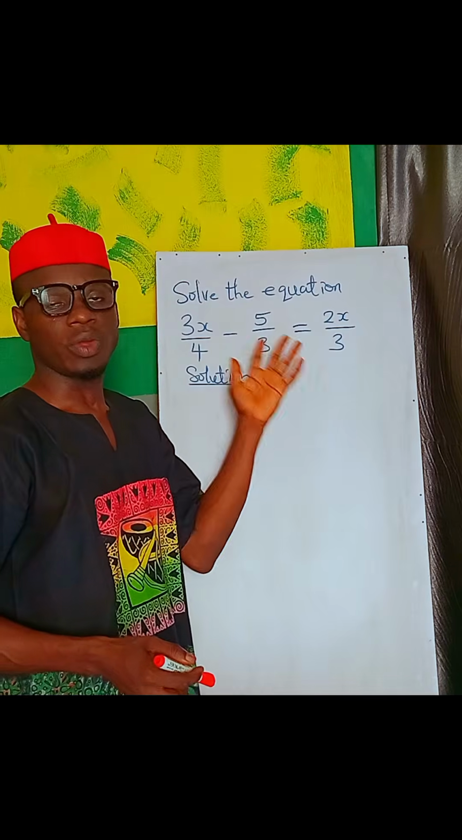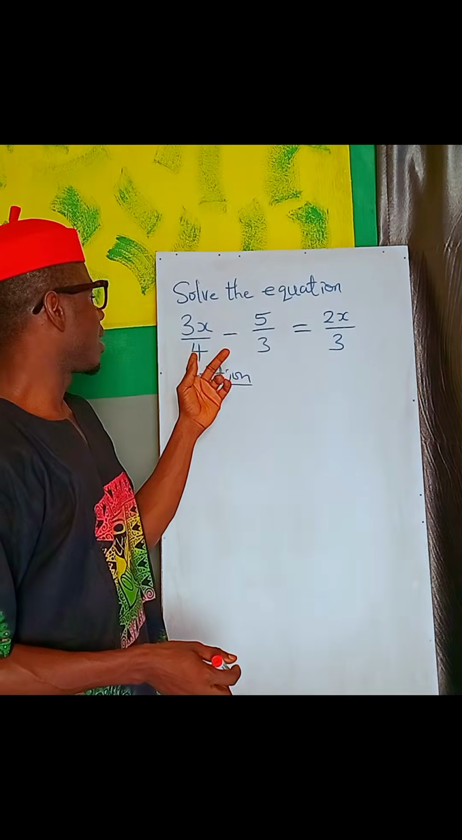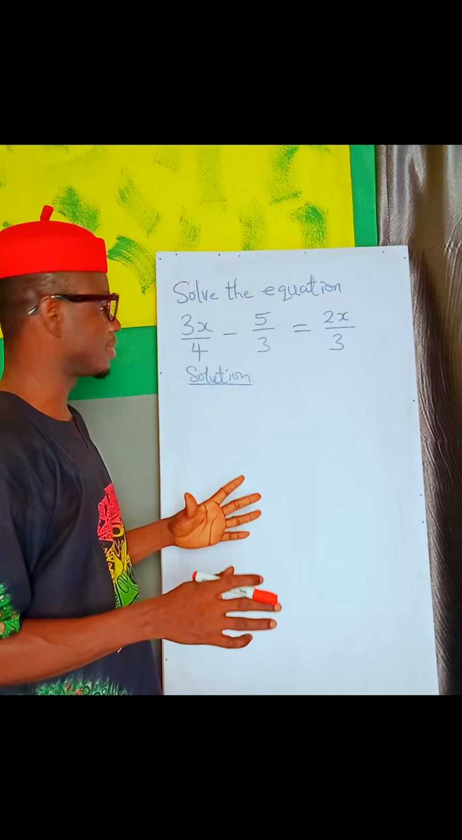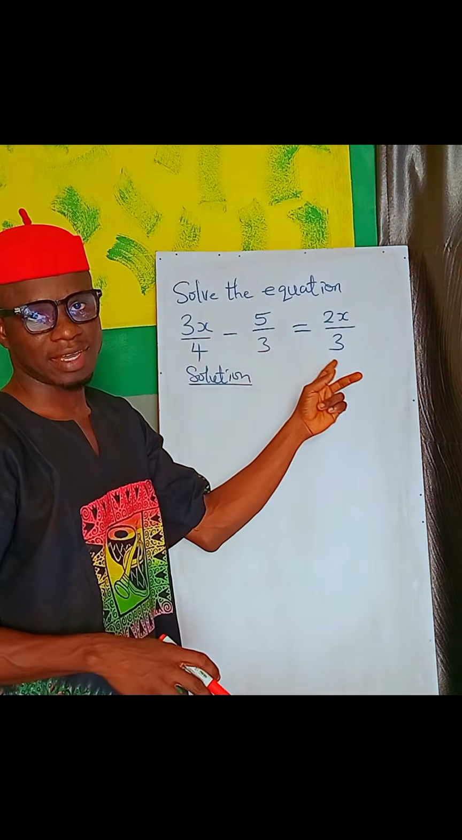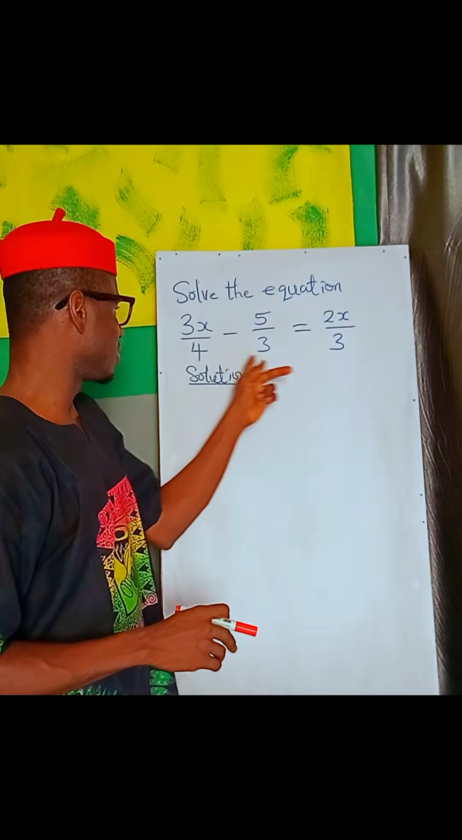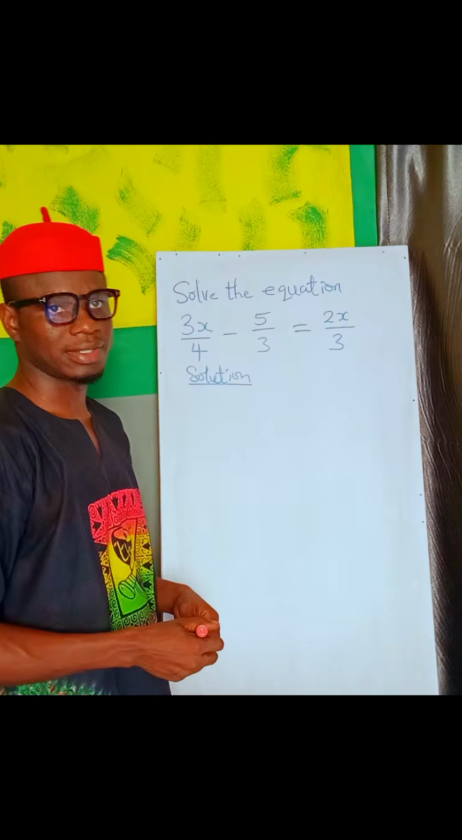So whenever we have an equation that has fractions involved in it, the best approach to solving the equation is by multiplying each of the terms in the equation with the LCM of the denominators that are involved in that equation.